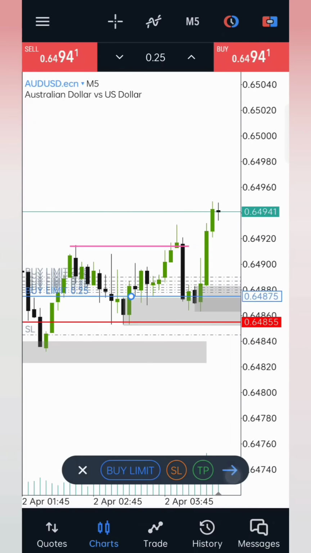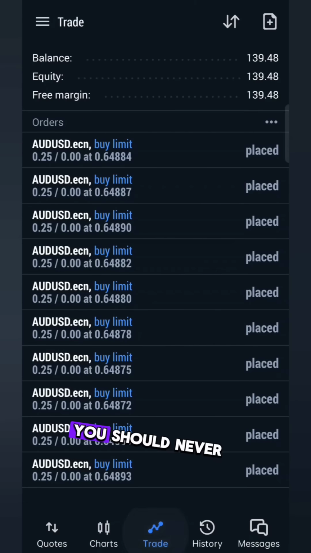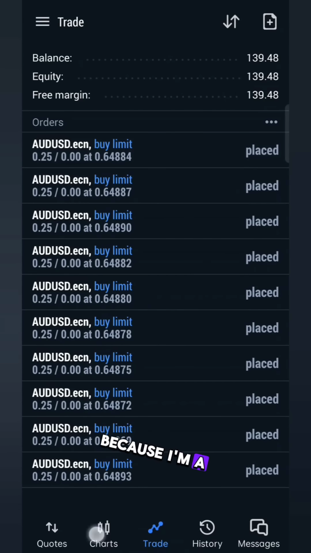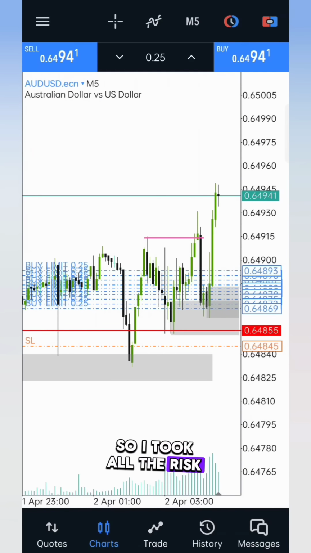Guys, I think you saw that. I increased my position lot size based on my account balance. You should never risk more than 2 to 5% of your account balance. Because I'm a full margin trader, I took all the risk, but you shouldn't.